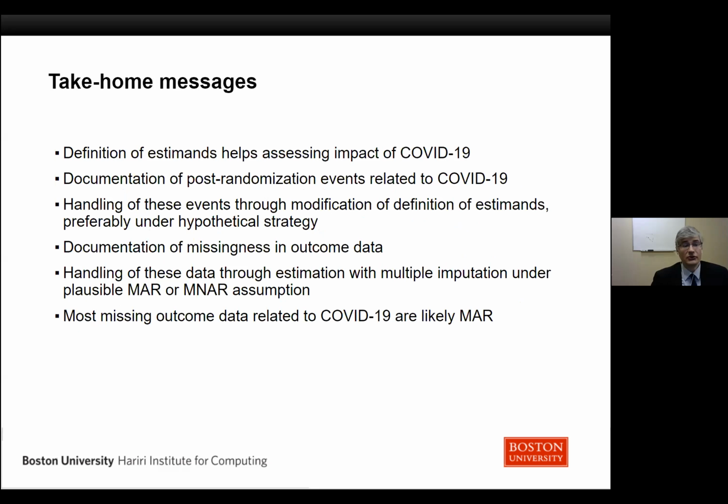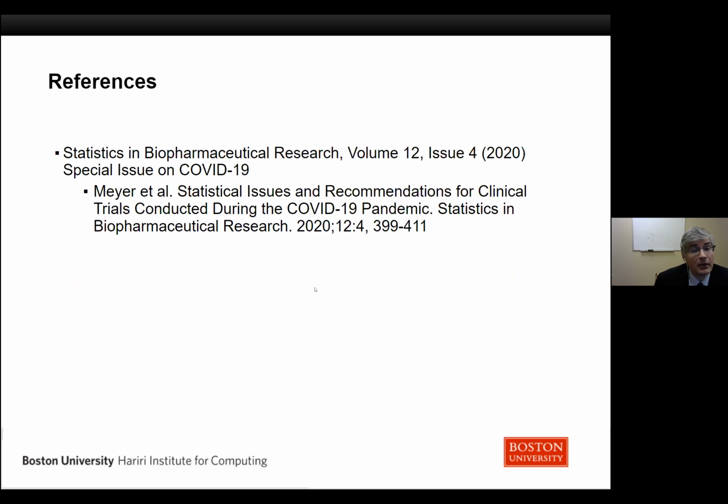So I'll conclude with those messages. The estimand framework might help assess the impact of the pandemic on the analysis. It's essential in that framework to document intercurrent events related to COVID-19. Handling these events is done by modifying the definition of the estimand, while handling missing outcome data is done by a statistical method. And most missing outcome data related to COVID-19 are likely missing at random. And I'll send you to this special issue of Statistics in Biopharmaceutical Research dedicated to COVID-19.